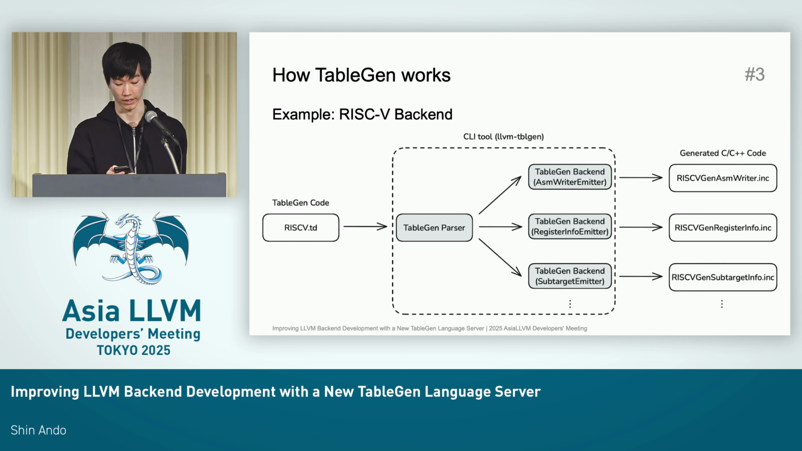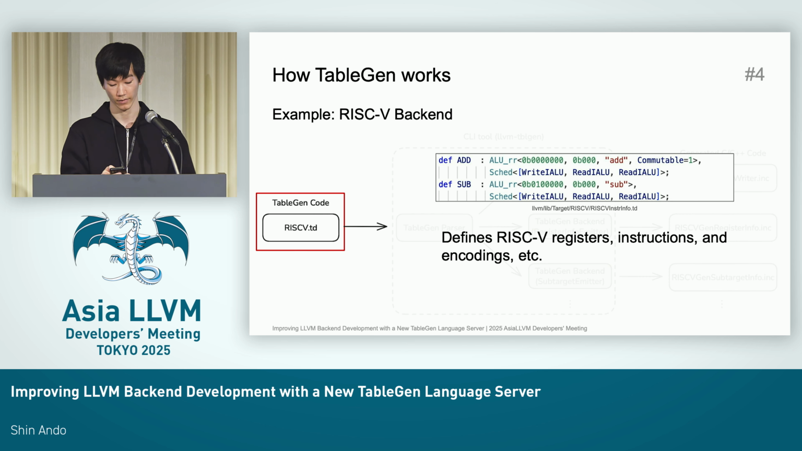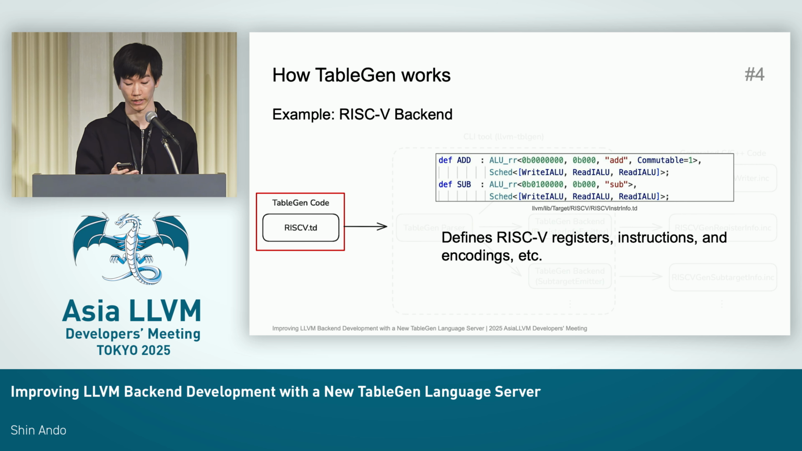Now, how is TableGen used more specifically? Here, we use the RISC-V backend as an example to explain. The core file for the RISC-V backend is RISCV.td. Within this file, and any file it includes, you'll find definitions for RISC-V registers, instructions, their byte encoding methods, and other related specifications. For instance, in the code currently displayed, you'll see definitions for both the add and sub instructions with their encodings, opcodes, and properties.